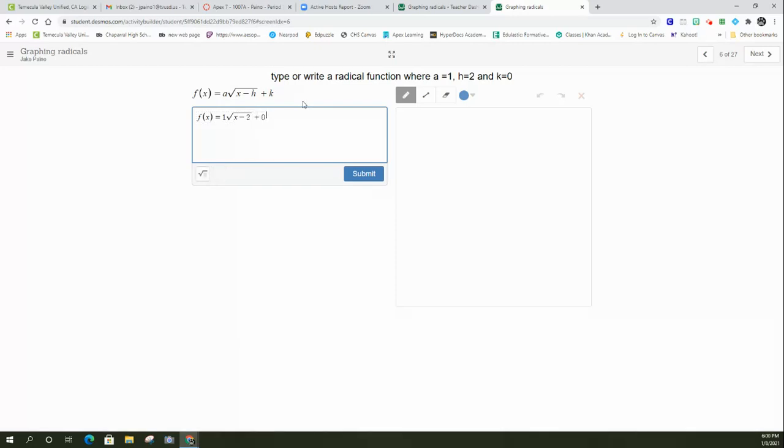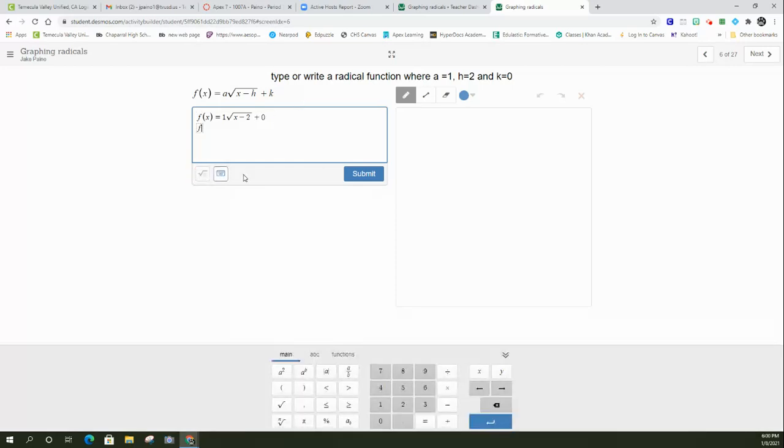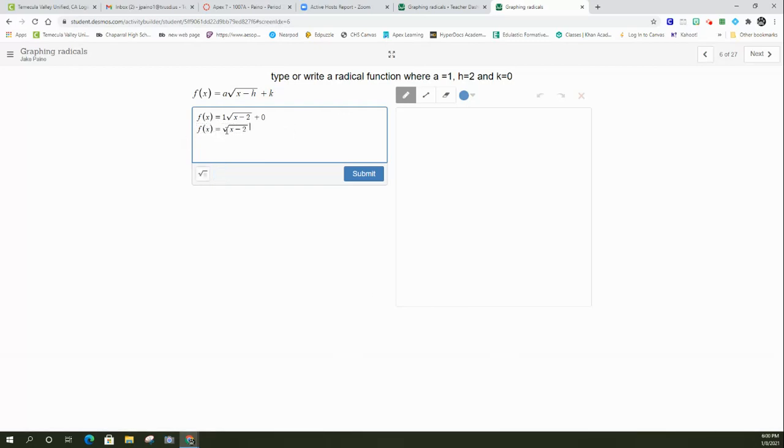That's technically correct, but we know that we don't need to write 1 when we're multiplying by 1, so we don't need that 1. And we also don't need to add 0, so we should just write this as f of x equals the square root of x minus 2. Based off of what we just learned, the critical point would be h, k. I'm shifting this graph 2 spots to the right. On the parent function, the critical point was 0, 0. So 2 spots to the right means that my critical point is going to be 2, 0.